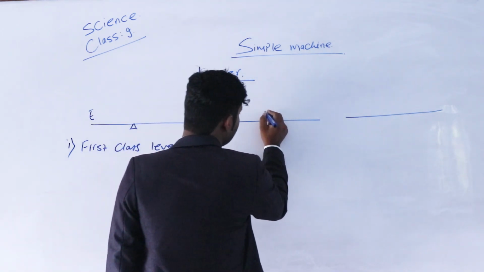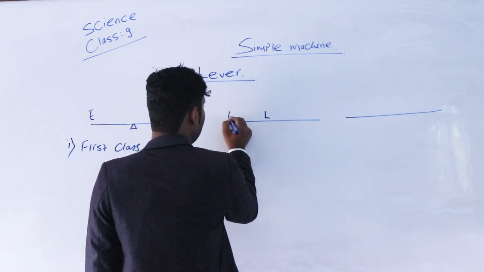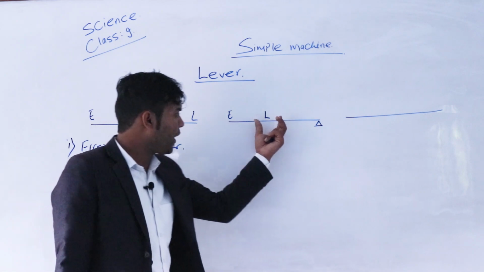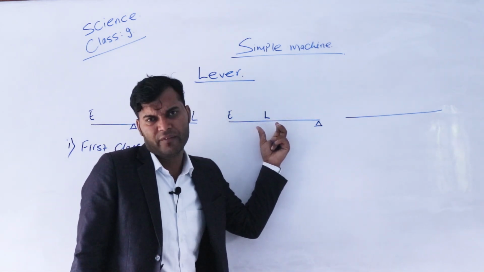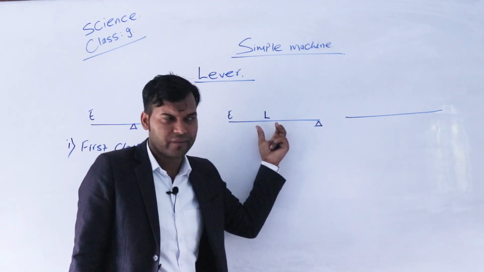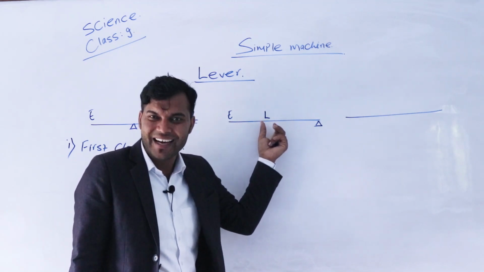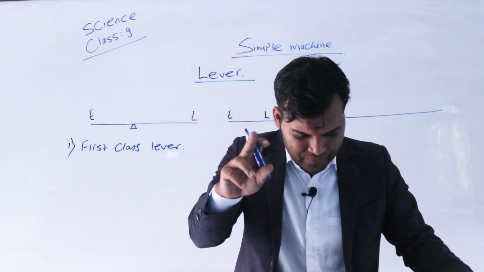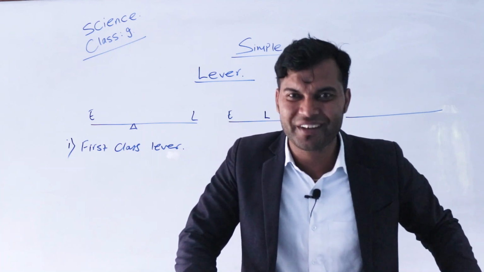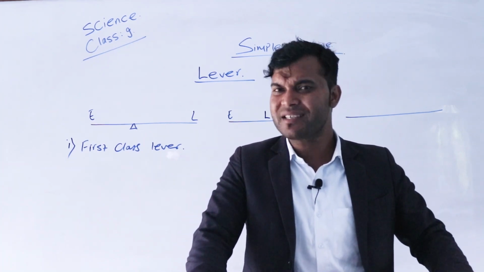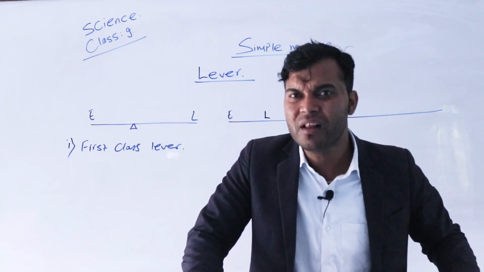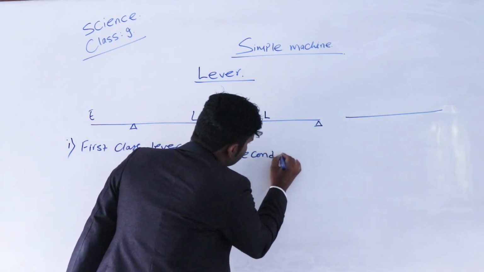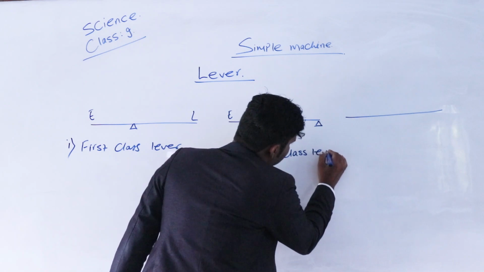When the load lies in between the effort and the fulcrum, it is called a second class lever. For example, a bottle opener is an example of a second class lever, isn't it?